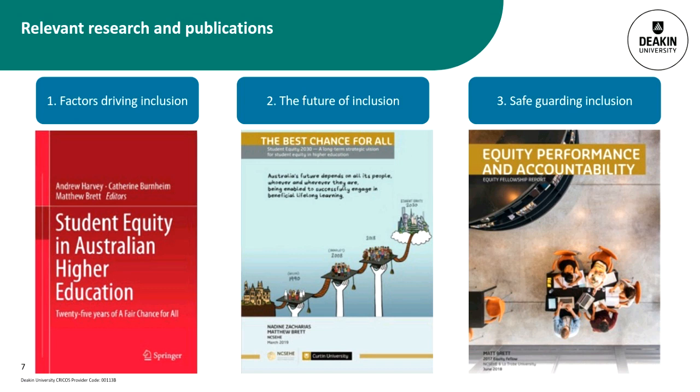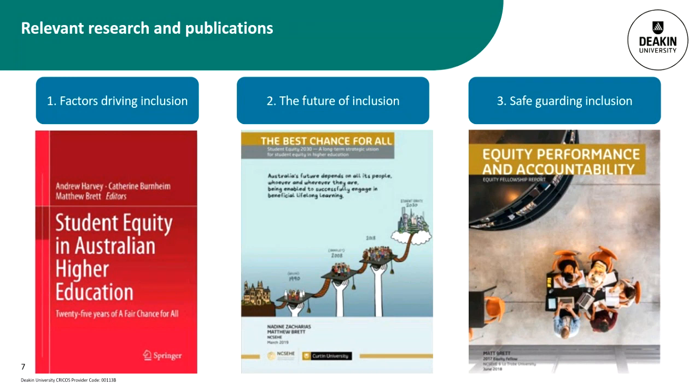So just to set the scene a little bit around these three questions, what's driving inclusion, its future, and how it might be safeguarded. I've been involved with a number of publications in disability over the last few years. Each of those is relevant to those questions. So the first, when it comes to factors driving inclusion, myself and colleagues Andrew Harvey from La Trobe University and Catherine Bernheim from Monash University co-edited a book on student equity in Australian higher education, 25 years of a fair chance for all. And for those who are not aware, Fair Chance for All was a landmark policy report in Australia that was put out in the early 1990s, and it had a really big impact on disability in Australian higher education.